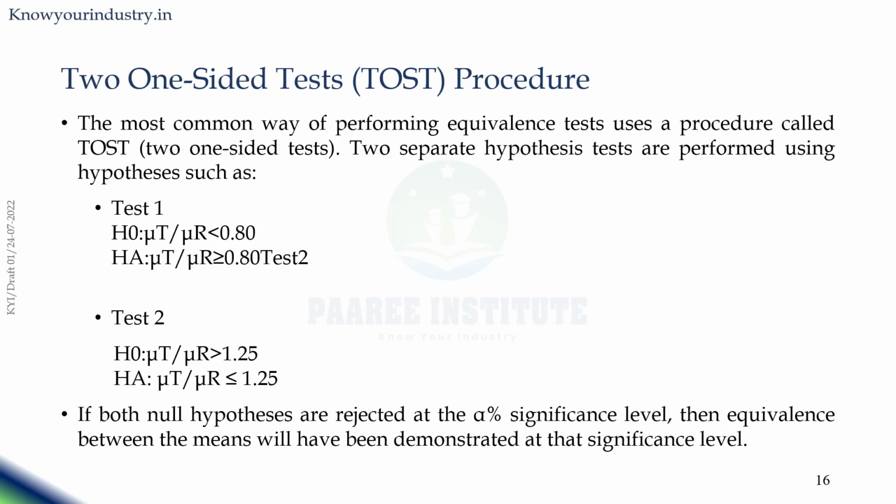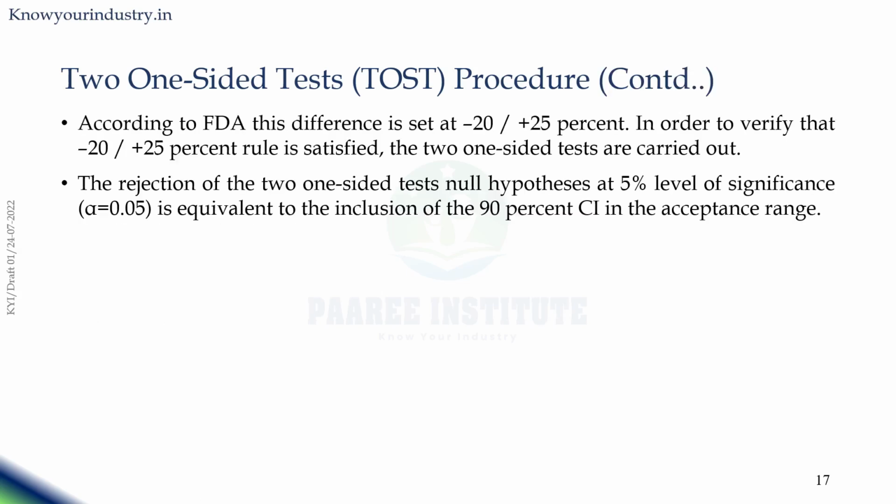Two separate hypothesis tests are performed, using test 1 and test 2. In test 1, H0 is presented like this and HA presented like this. In test 2, it will be presented with the value of 1.25, whereas in test 1 it is presented with the value of 0.8. If both null hypotheses are rejected at the alpha percentage significance level, then equivalence between the means will have been demonstrated at that significance. According to the US FDA, the difference is set at -20 or plus 25%.